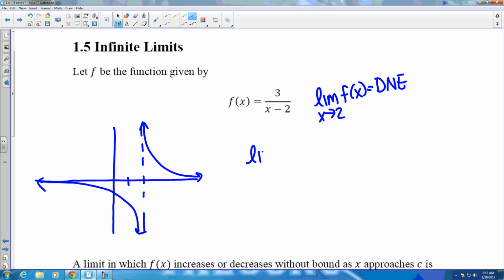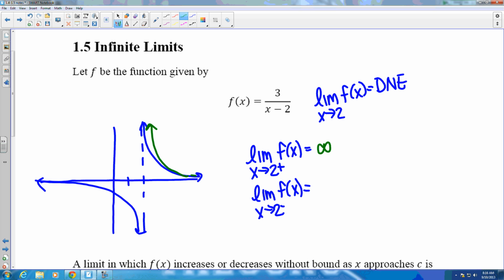Now if we're looking at individual right-handed and left-handed limits, well, coming from the right, we are going up. We are going to say that's positive infinity. And if we are doing the left-handed limit, that's moving downward, so we're going to say that's approaching negative infinity. So we no longer need to say that it doesn't exist unless, like I said, we're looking at just the number in general. Instead of a right-handed or left-handed limit, we can make them infinite.